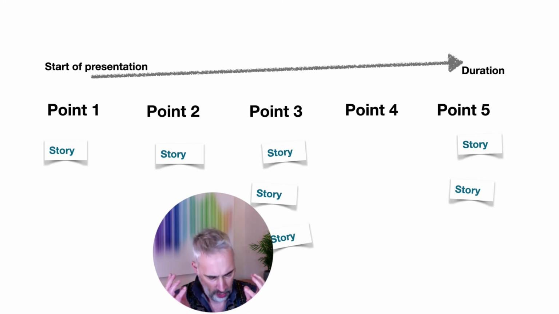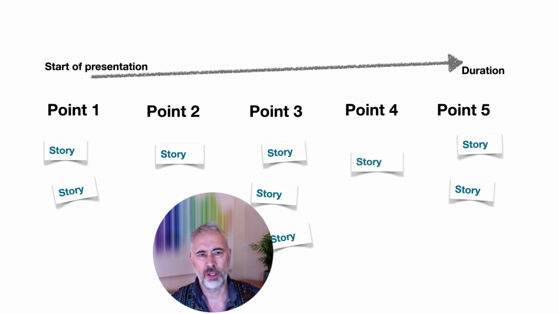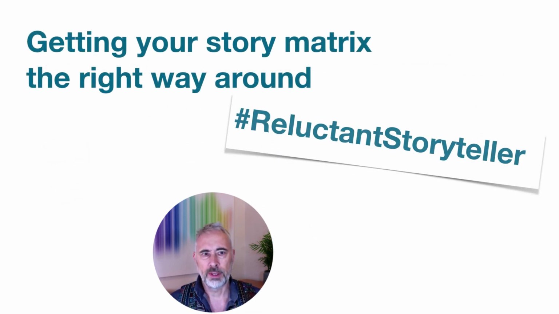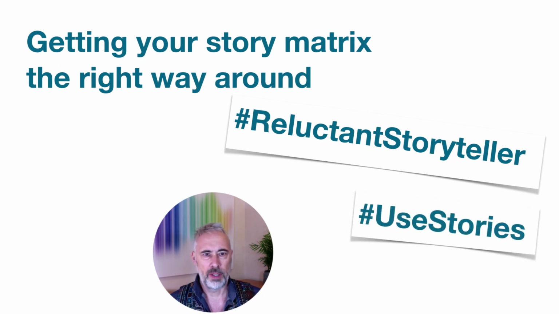That means that from the audience's perspective, the whole thing looks like it's something that they can use, and here's how to emotionally engage with it, rather than, here's something I did, and here's how you can do it as well. It's a completely different kettle of fish. Add some stories in all the way around. So there's some advice about getting your story matrix the right way around for your reluctant storyteller.